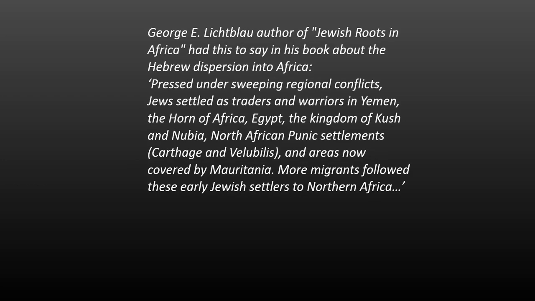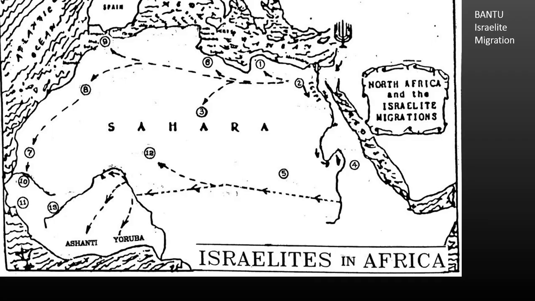George E. Lichtblau, author of Jewish Roots in Africa, had this to say in his book about the Hebrew dispersion into Africa: Pressed under sweeping regional conflicts, Jews settled as traders and warriors in Yemen, the Horn of Africa, Egypt, the Kingdom of Kush and Nubia, North African Punic settlements, and areas now covered by Mauritania. More migrants followed these early Jewish settlers in Northern Africa.